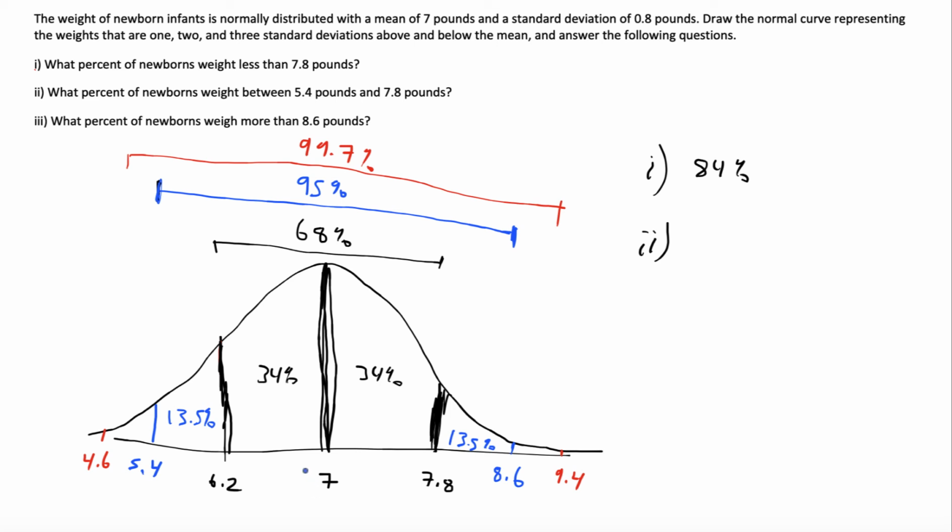Okay. So then what percent of newborns are between 5.4 and 7.8? Well, in this case, we can add the 68 plus 13.5. That gives us 81.5%.